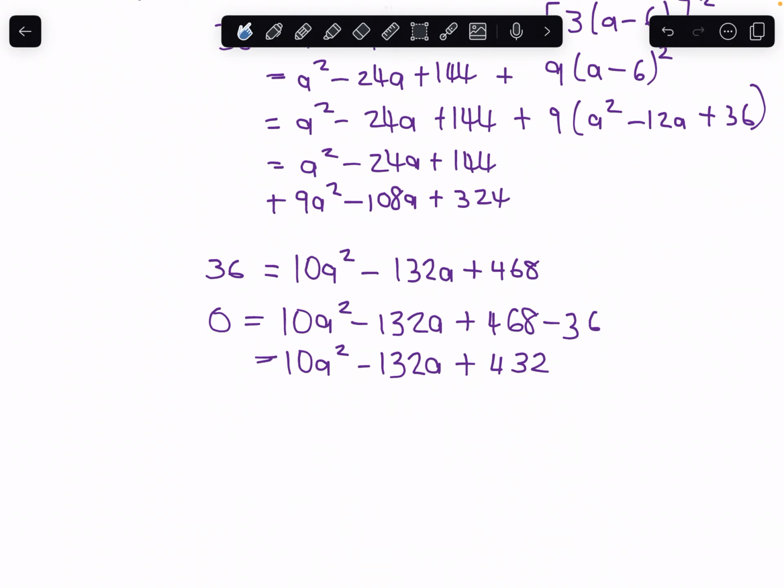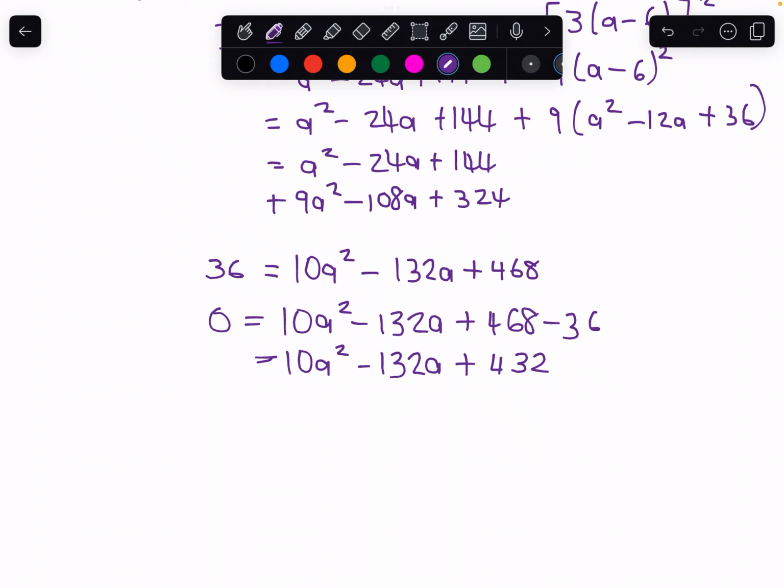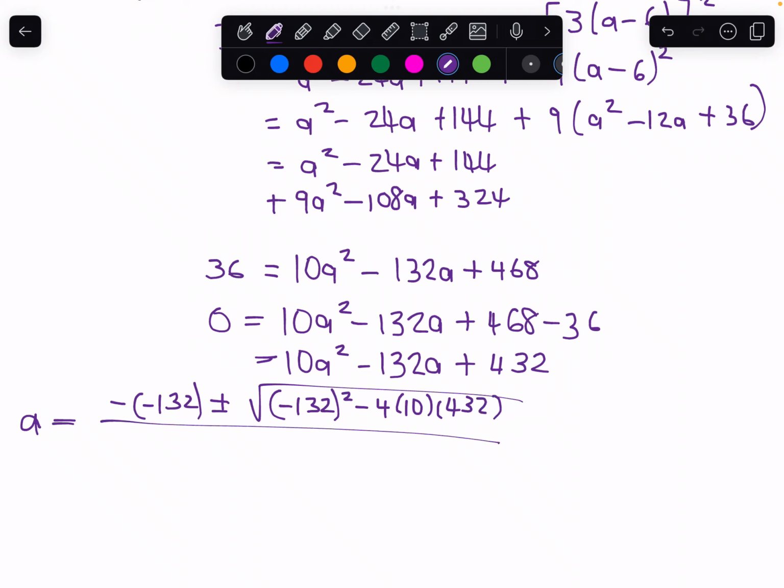Yeah, the highest common factor I can divide through with is 2. That doesn't really make my life great, so I'm just going to stick this into the quadratic formula as is. So a is equal to minus b plus or minus the square root of b squared minus 4 times 10 times 432, divided by 2 times 10.